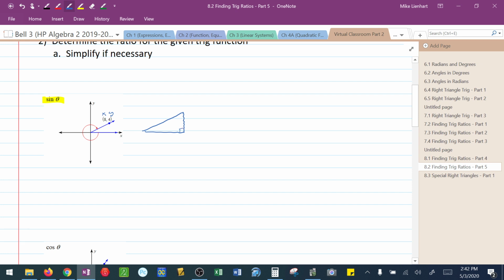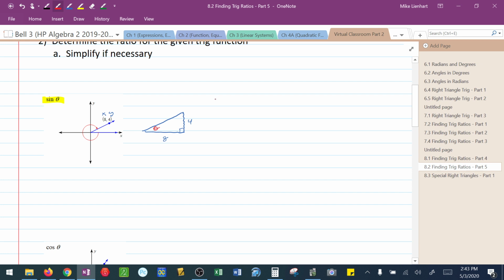I know that the x value is going to be this side of that triangle. Why? Because that's the positive x-axis. The y value will be this side. And theta is going to be this angle. It will always be the angle that is created with the terminal side and the x-axis. Now, they want me to find the sine of theta. I know that sine is opposite over hypotenuse. I don't know the hypotenuse.